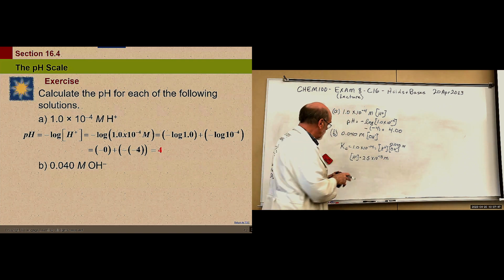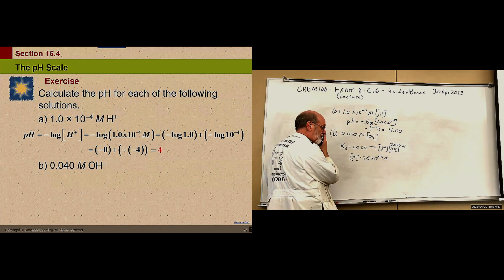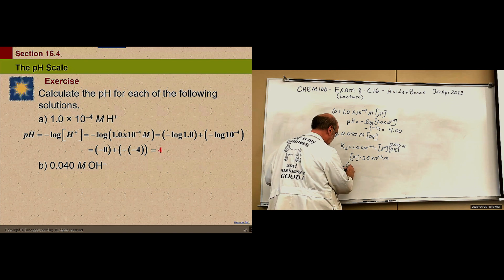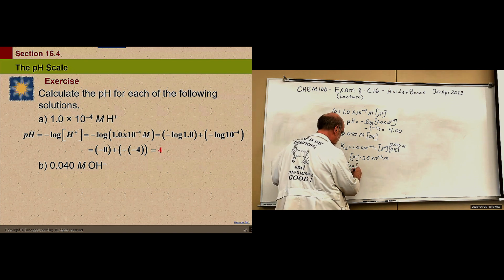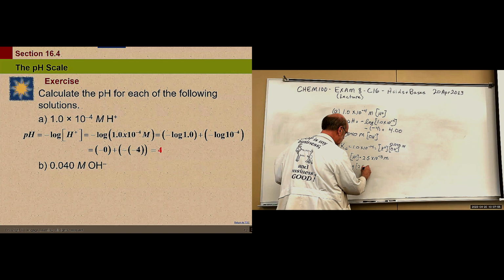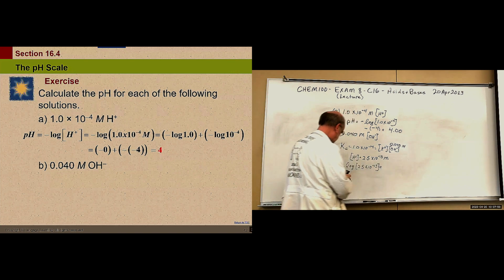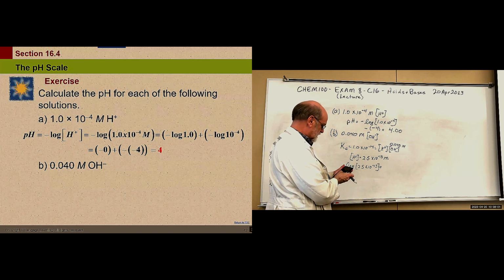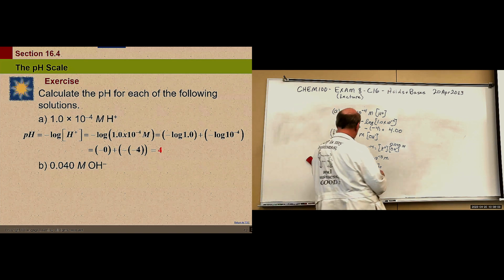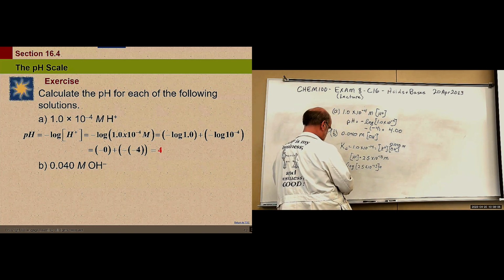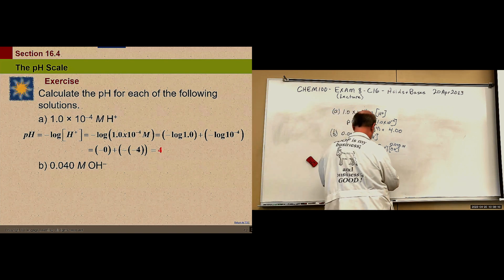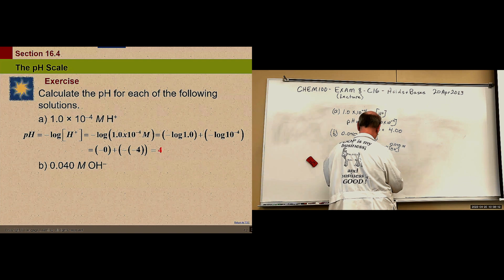Now all we have to do is take the negative log. So the negative log of 2.5 times 10 to the minus 13 equals what? I take the log of that, change the sign. So round it off. Let's see. pH, 2 significant figures. So we get 12.60 pH.